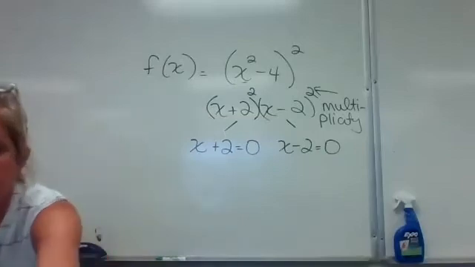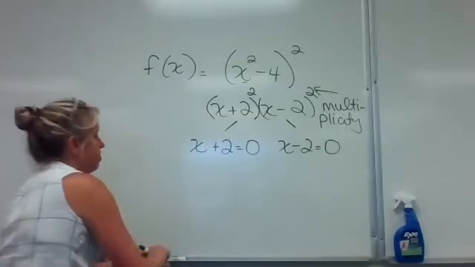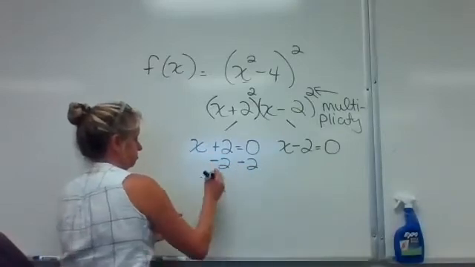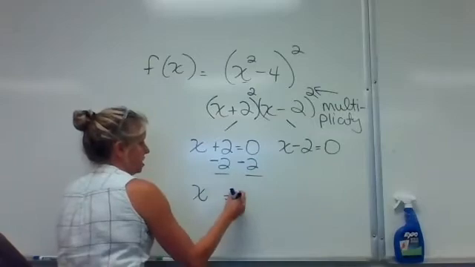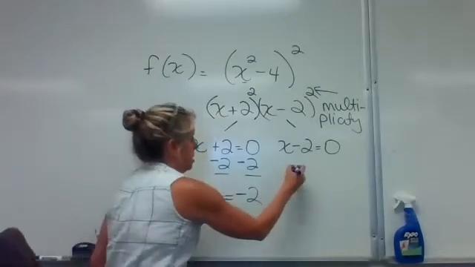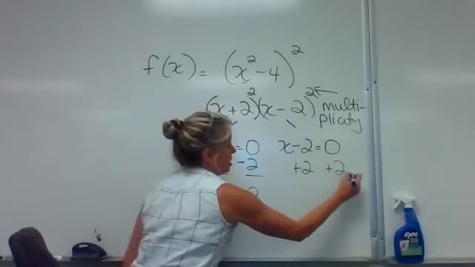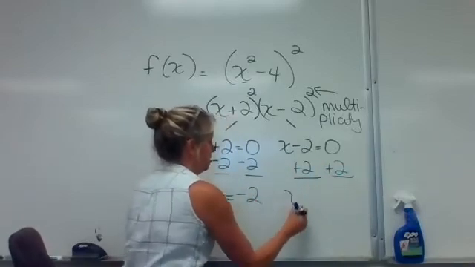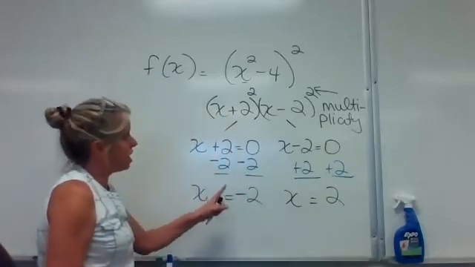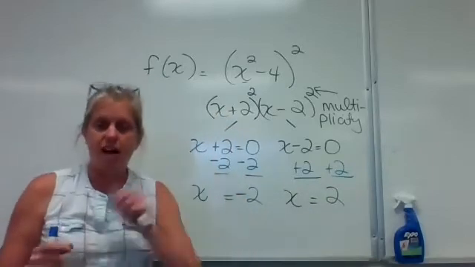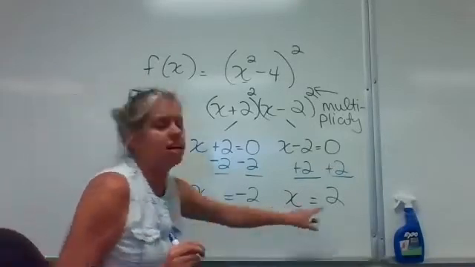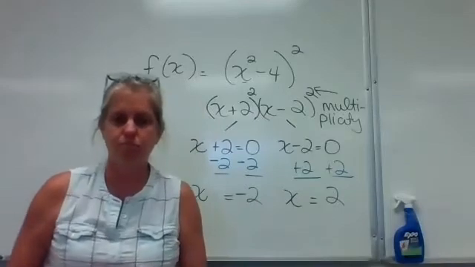So if I solve both of these for x, I would have to subtract 2's here. So this x would equal -2. I would have to add the 2 to both sides here to get its x by itself. So its x is +2. So the zeros, or if I graph this, where it would cross through the x-axis, is at -2 and +2.